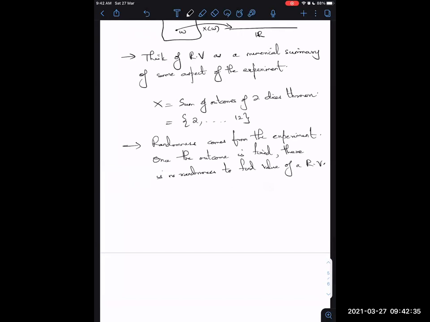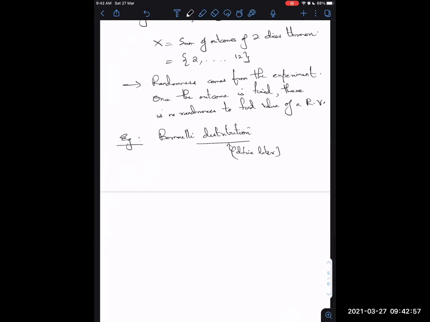Now let's start with the famous Bernoulli distribution. All of you would already be familiar with it. We'll formally define what a distribution is later, but all of you would already know what a distribution is. A random variable X has a Bernoulli distribution.